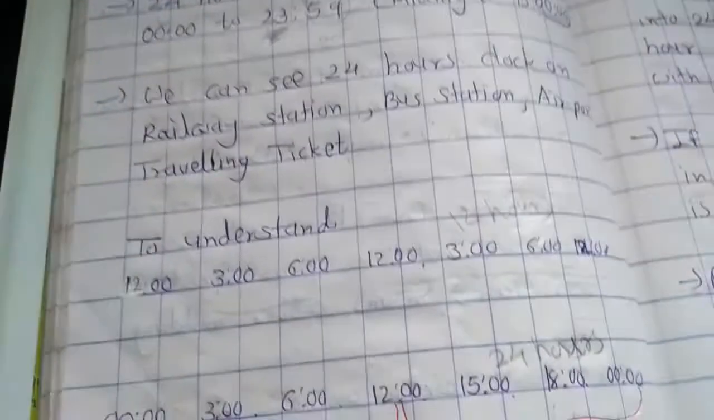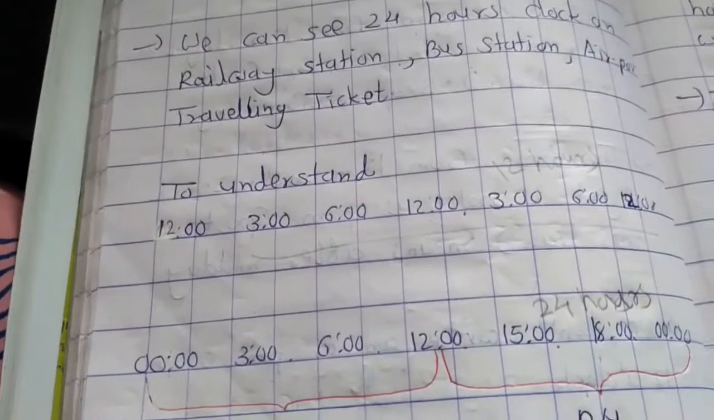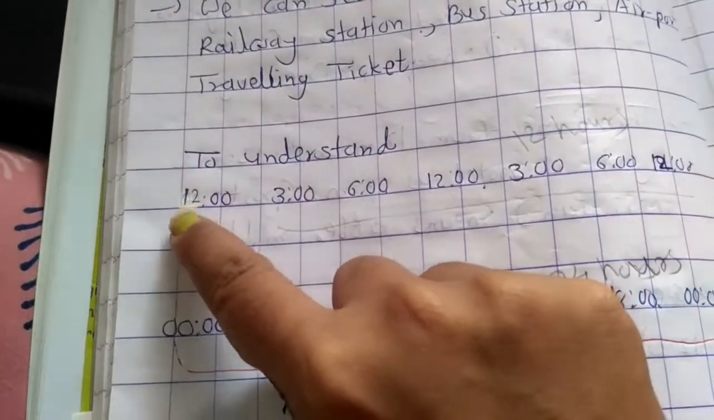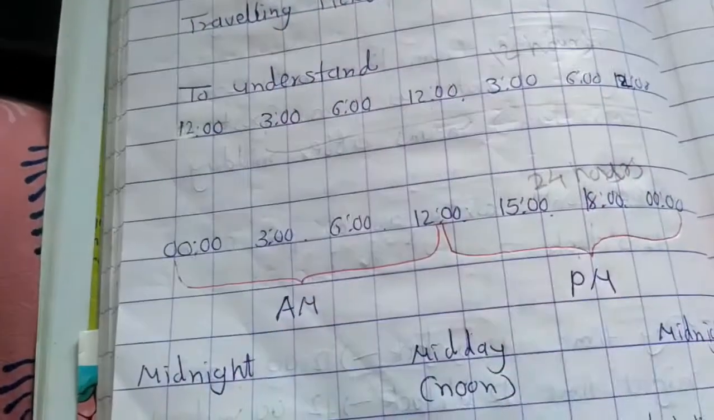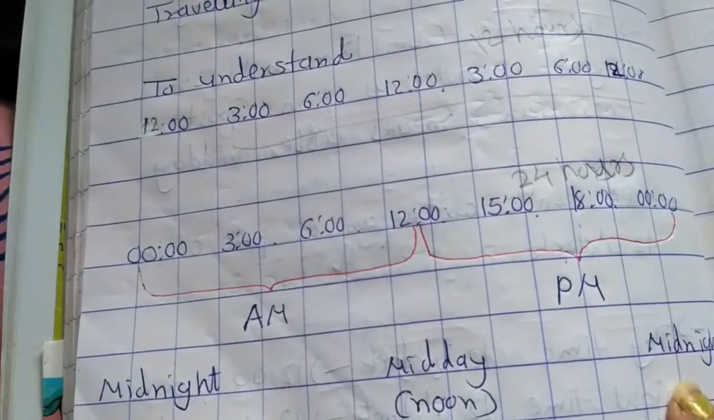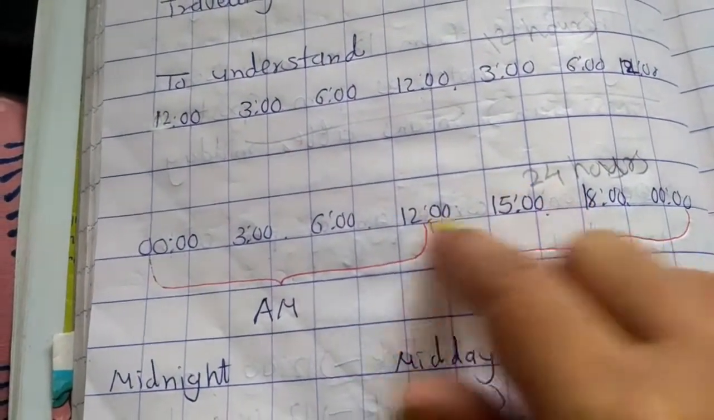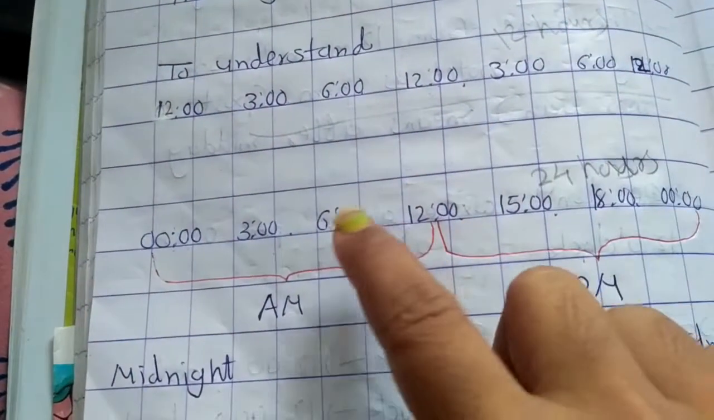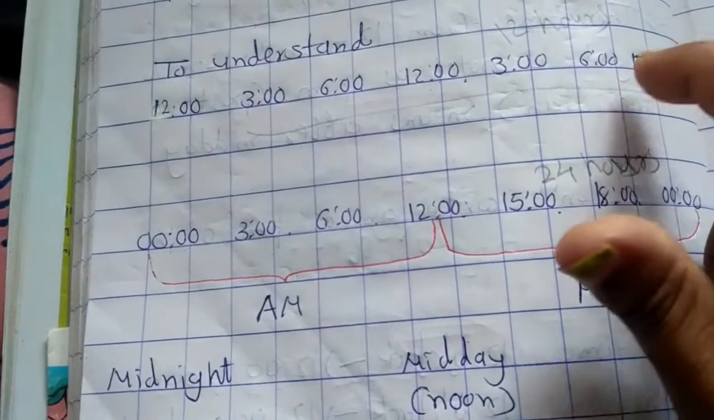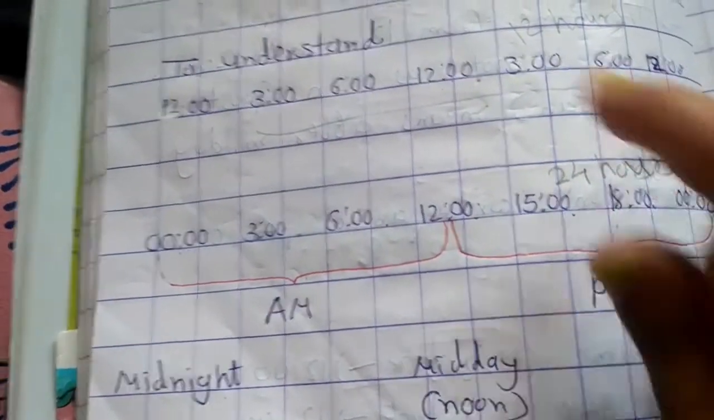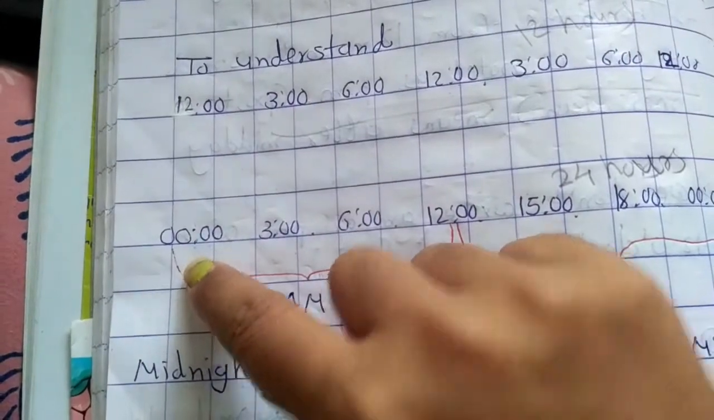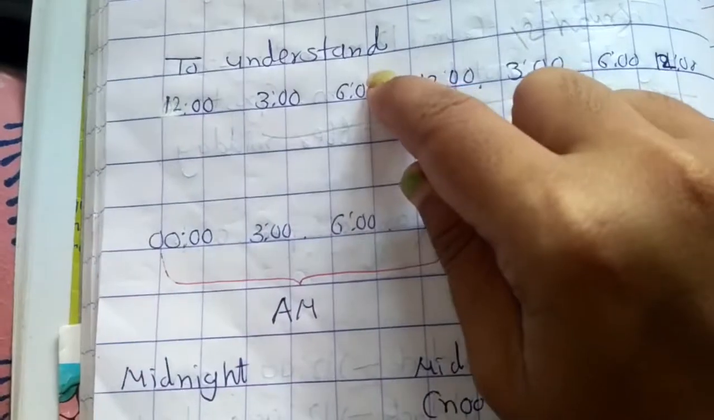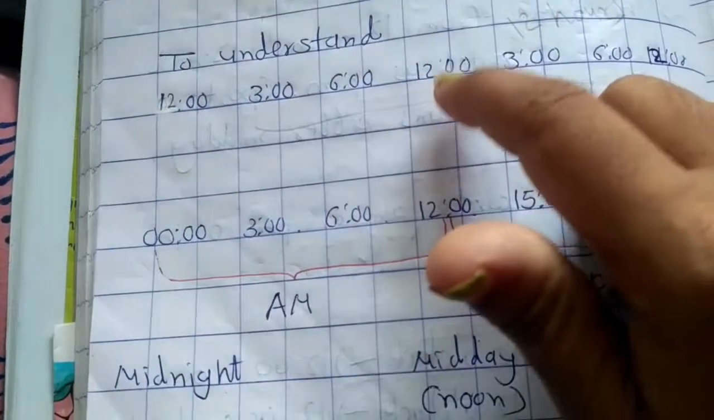Okay, now let us understand and compare the 12-hour clocks and 24-hour clocks. See, when it is 12 midnight, this is the midnight part, midday, and midnight again. Okay, so AM and PM would be used with the 12-hour clocks only, and this would be used for 24-hour clocks. So 12 midnight is 00 again. For 3 o'clock in the morning, we'll write down 3. For 6 o'clock in the morning, we'll write down 6.